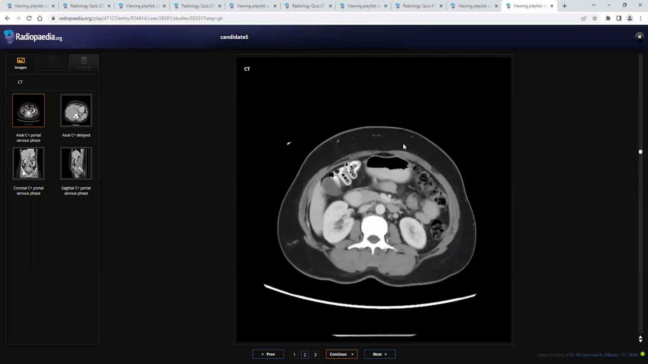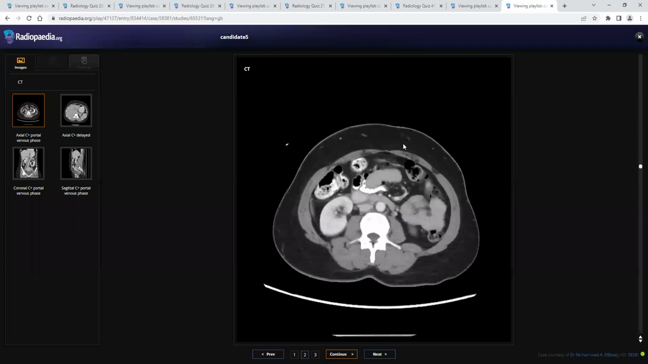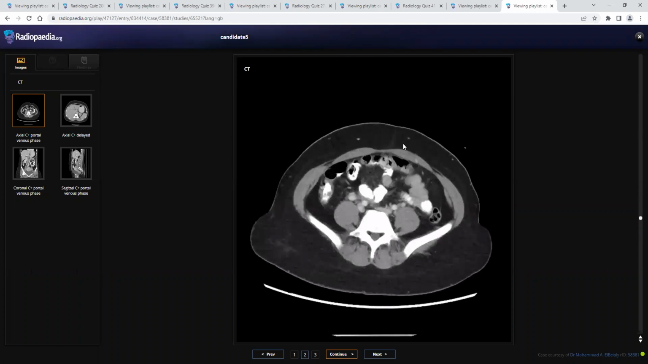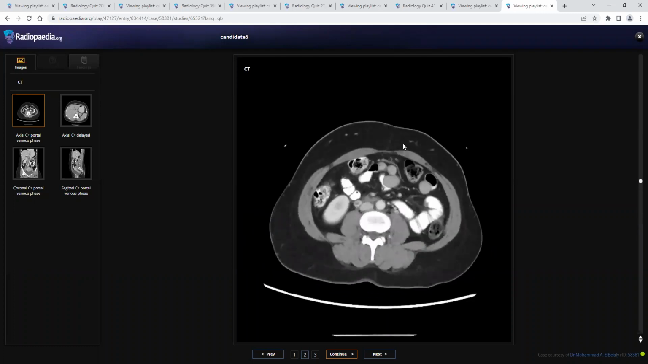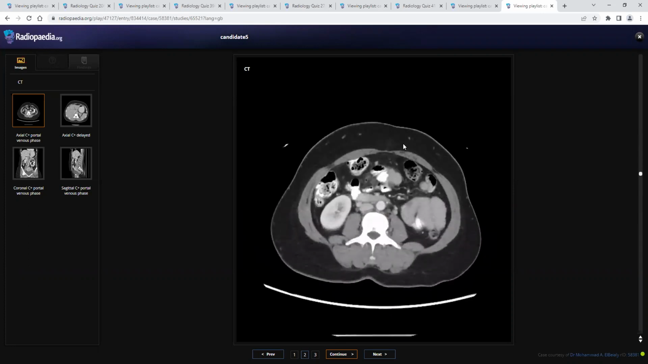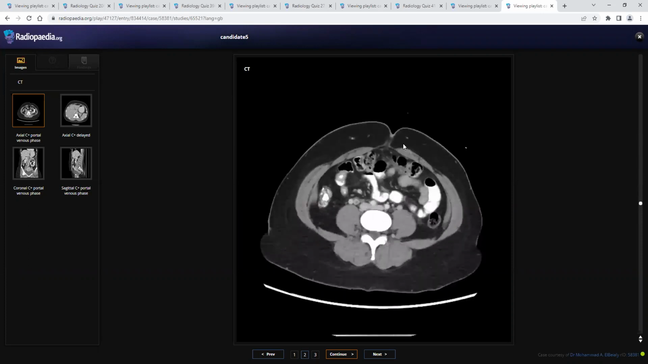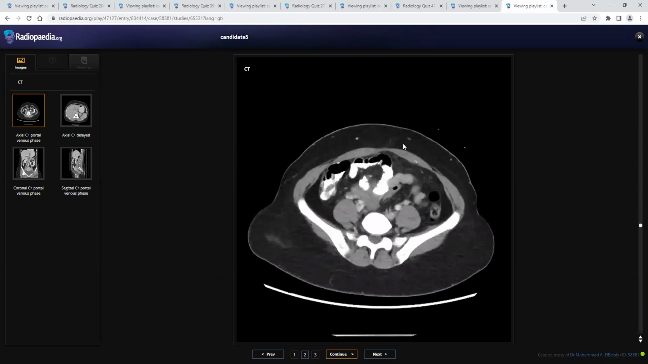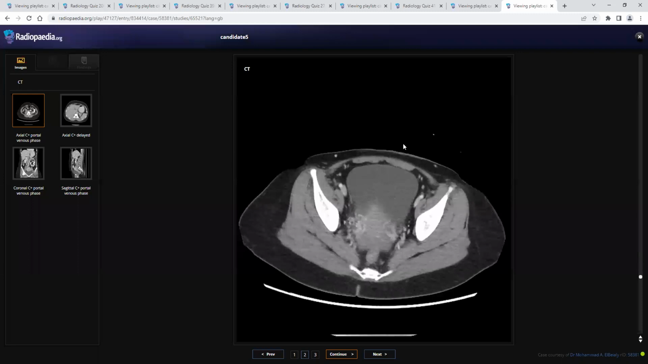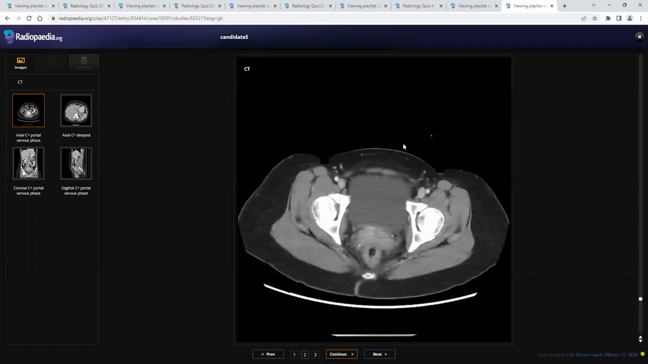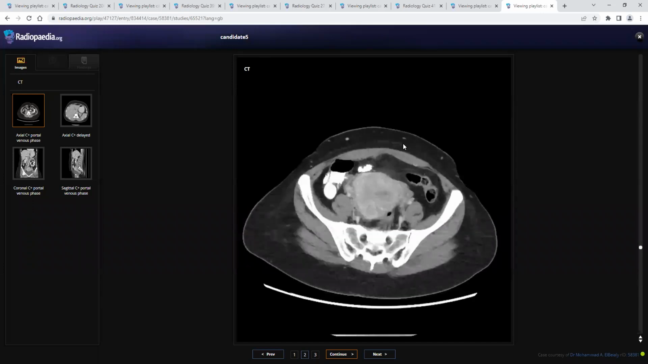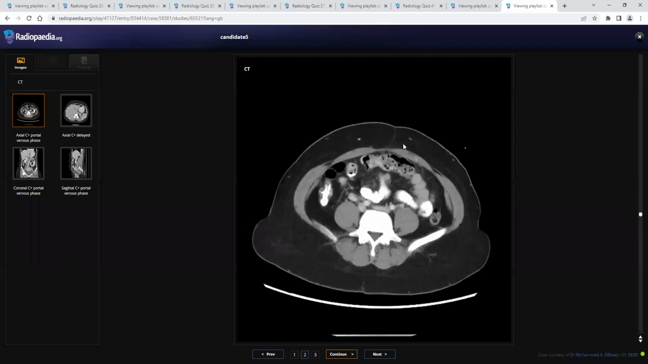Let me trace the vessel. There is a filling defect within the right iliac vein. So this is concerning for possibility of thrombosis. I'm trying to look for any cause of this thrombosis, such as any inflammation. I'm trying to locate the appendix. I am unable to locate the appendix. I cannot appreciate any significant adnexal pathology.